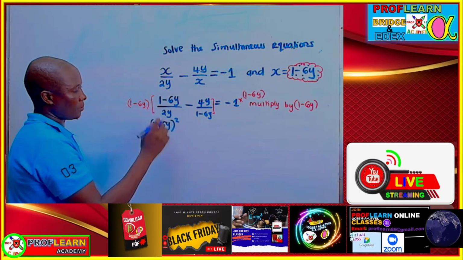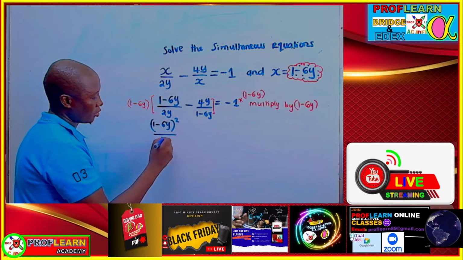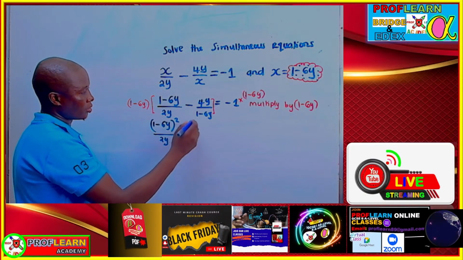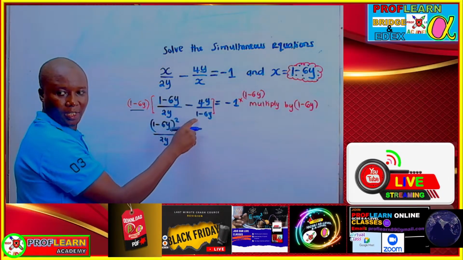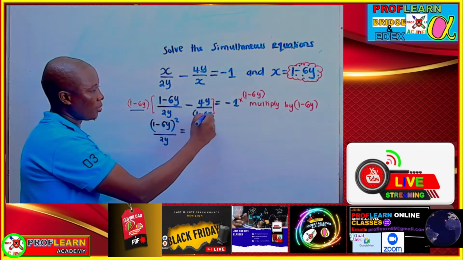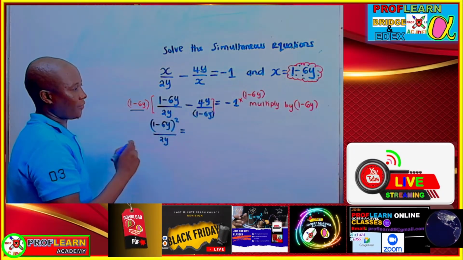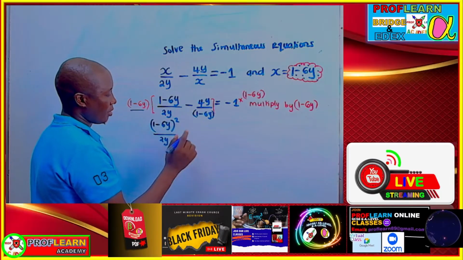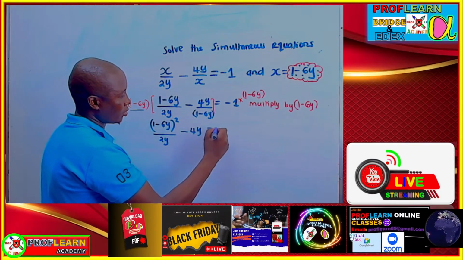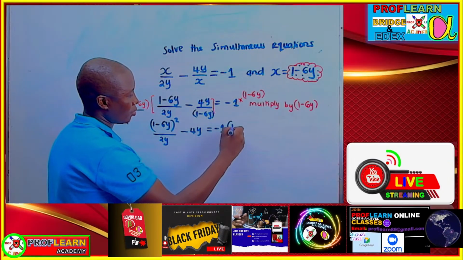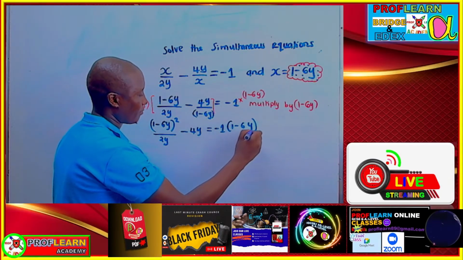This time, over 2y is equal to, if I multiply this term with this term that we have at this point, this will cancel with this particular value. So we are going to remain with 4y at that point is equal to -1 into 1 minus 6y.